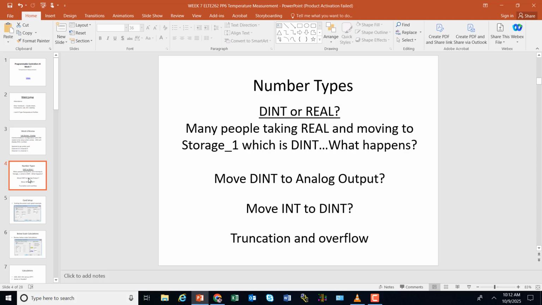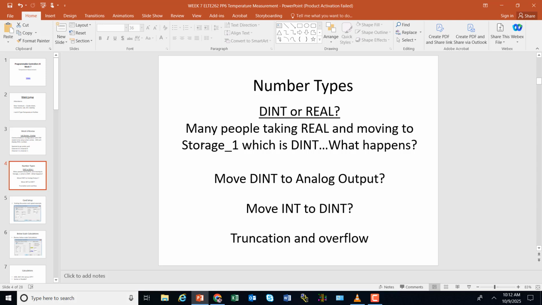Once again, talking about a DINT or real number. I think this was the first time we really dug in and used real numbers. You're taking a real and moving Storage 1 to a DINT. If Storage 1 is a real and you move it to a DINT, remember that truncates. It'll do it; it's just going to change the data type. It's going to truncate everything, and you're not going to get all those fancy decimal places that you wanted. And if it's outside of the range of a DINT, which is a couple billion, then you would have a problem.